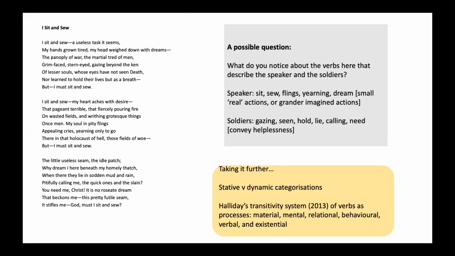So the verbs to describe her actions are interesting because we have sit and sew, which describe really these kind of very small and minor actions in perhaps the world of her reality. But we also have verbs like flings, yearning, and dream here. Dream is also used as a noun elsewhere in the poem. But at one point it's used as a verb. And there they are used to convey really these imagined actions on a much grander scale. So again, contrasting her powerlessness with what she wishes she could do.